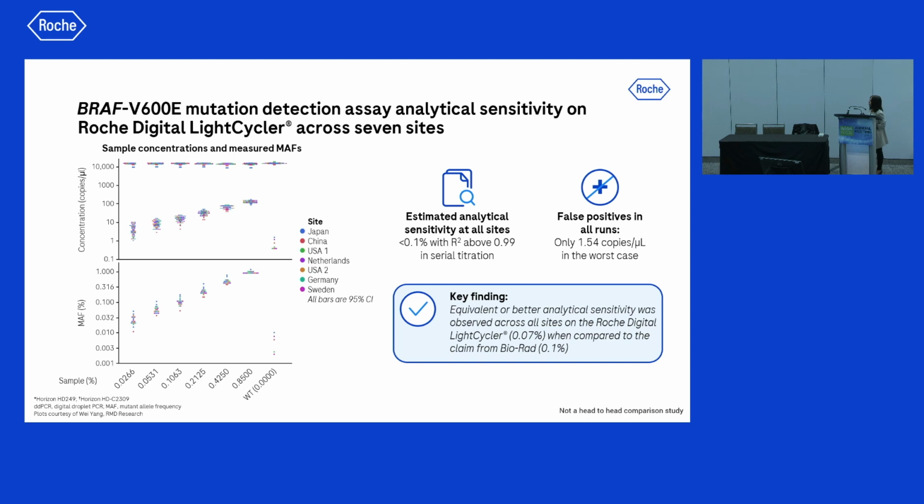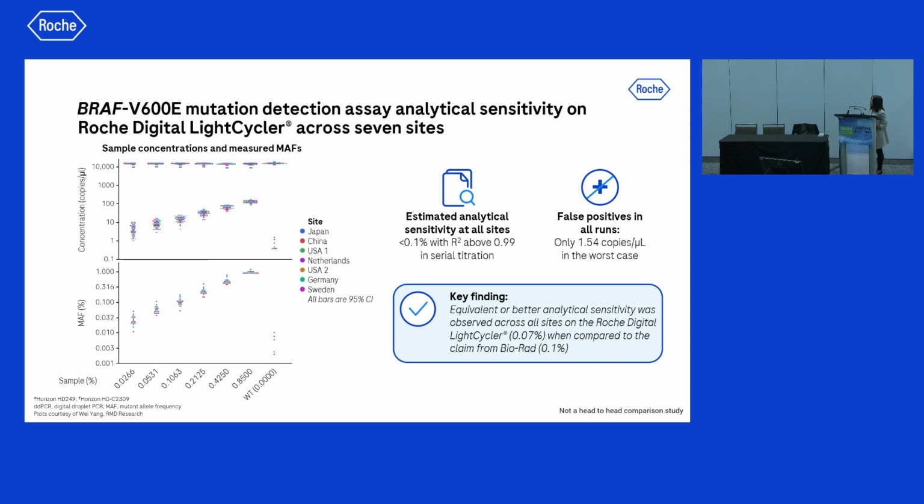On the very top panel, we're looking at concentration, in copies per microliter, and on the bottom panel, mutant allele fraction represented as a percent. Here we have the sample percentage in terms of the mutant contribution. You can see that we're going from about 0.02% all the way to about 85% here, and wild type obviously having no mutant present, so 0% mutant. Again, all 7 sites are present here, color-coded, and you can see that across the 7 sites we have really great analytical sensitivity at all sites.